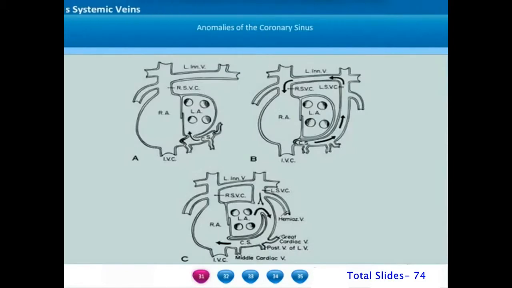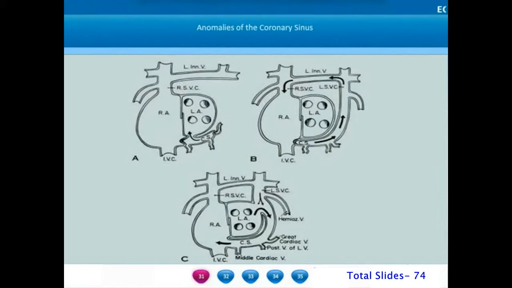The coronary sinus is the venous structure that drains all the coronary veins. In patients who have persistence of the left superior vena cava, the left superior vena cava also drains through this coronary sinus into the right atrium. The abnormalities of coronary sinus can be the coronary sinus ostial atresia.